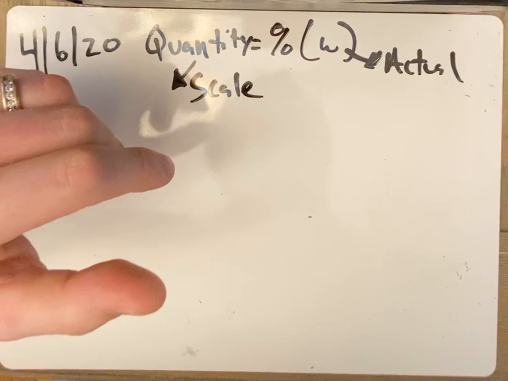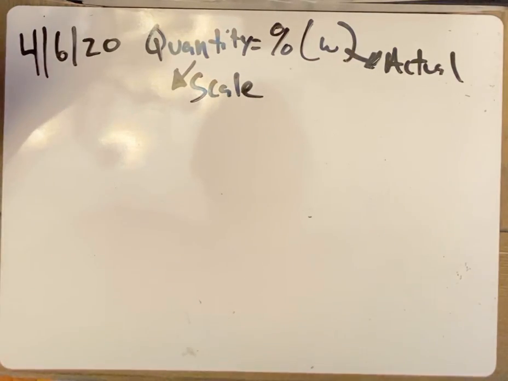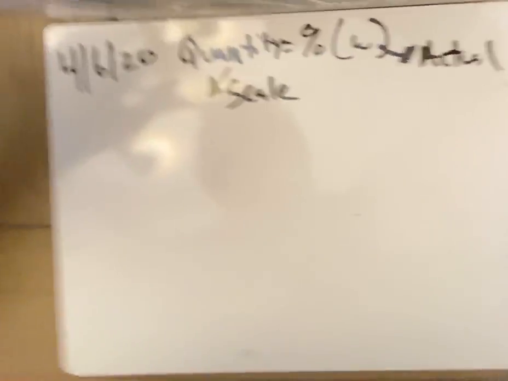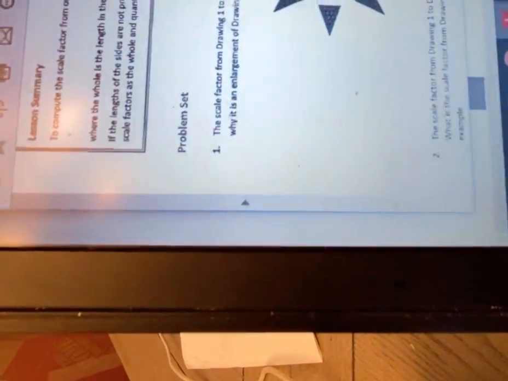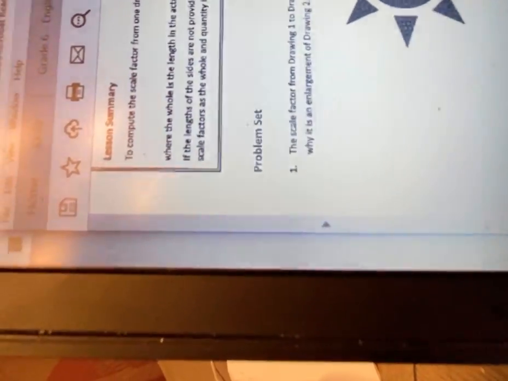So I'm going to show you number one. The scale factor from drawing 1 to drawing 2 is 41 2/3%. This is what our picture looks like, scale 1 to scale 2. And you could also get on top of your packet, they give you the lesson summary where it tells you about the lesson. If you haven't seen that, it's a good resource to use. Let's check it out.